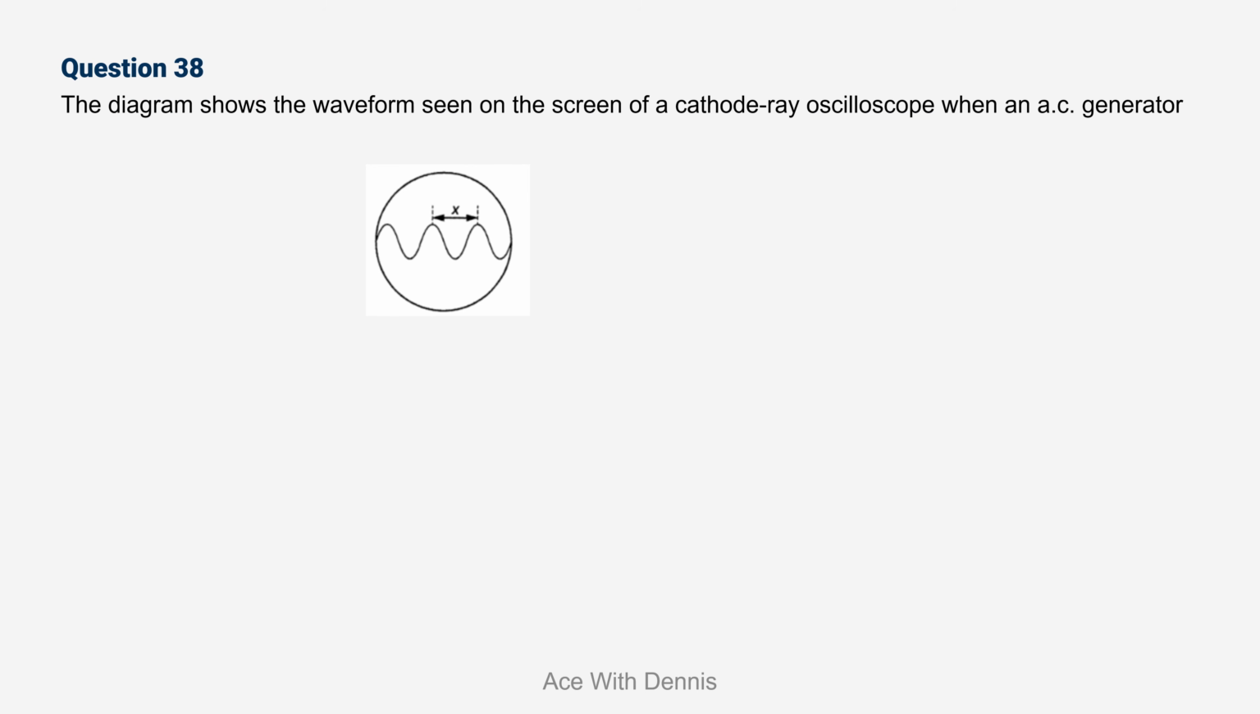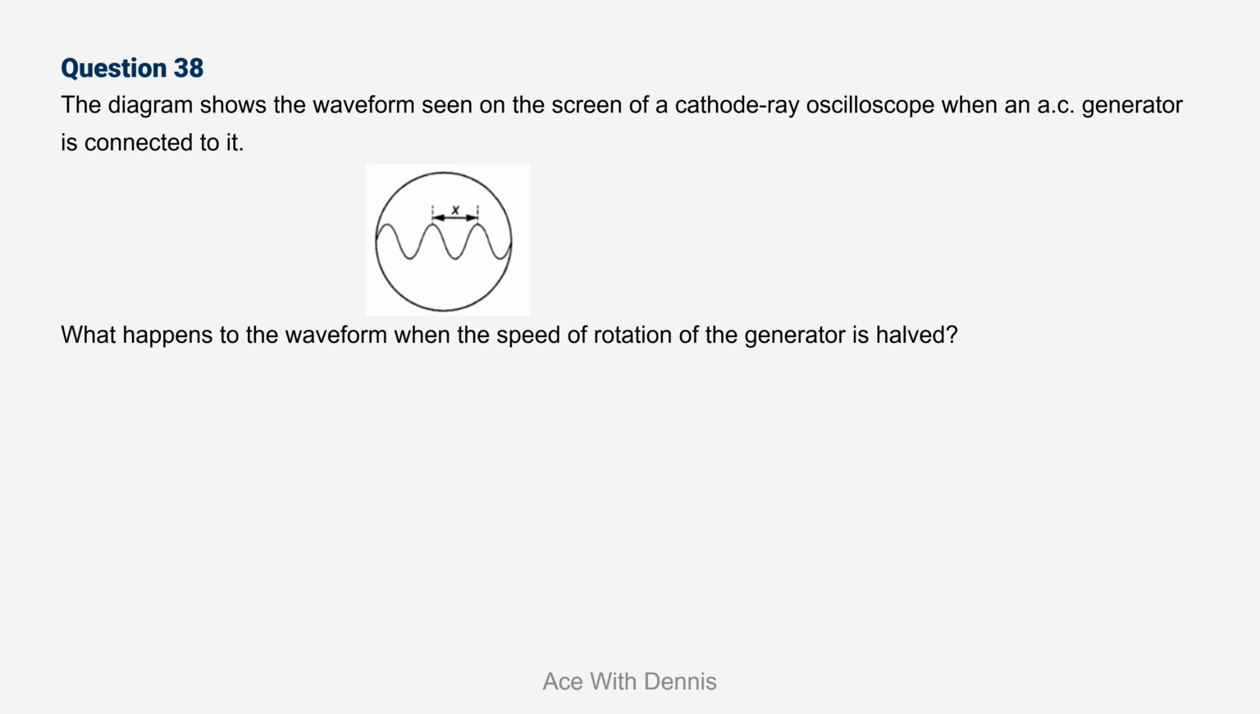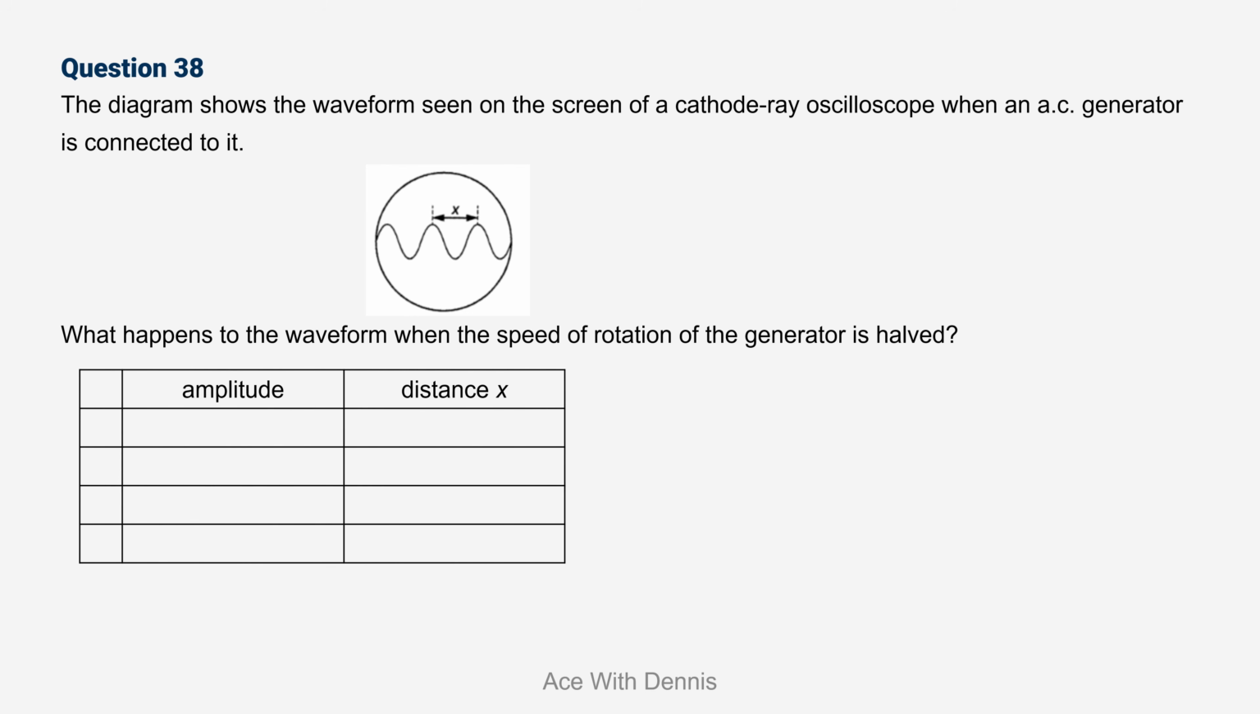Question 38. Given this diagram, the diagram shows the waveform seen on the screen of a cathode ray oscilloscope when an AC generator is connected to it. What happens to the waveform when the speed of rotation of the generator is half? So here are a few options.